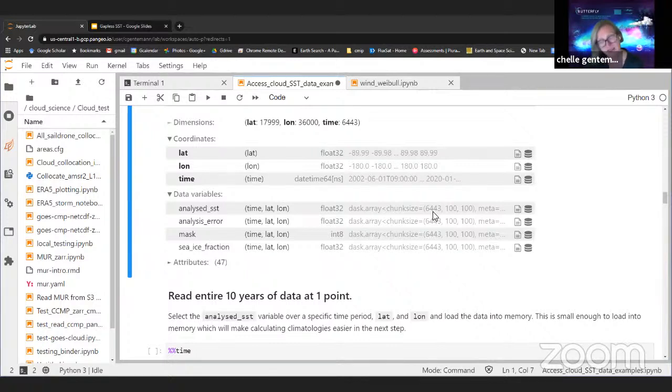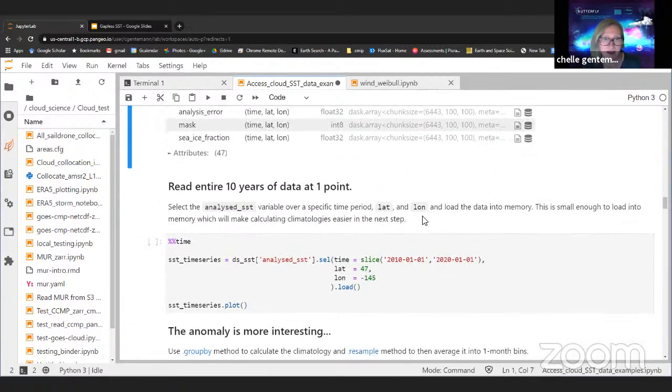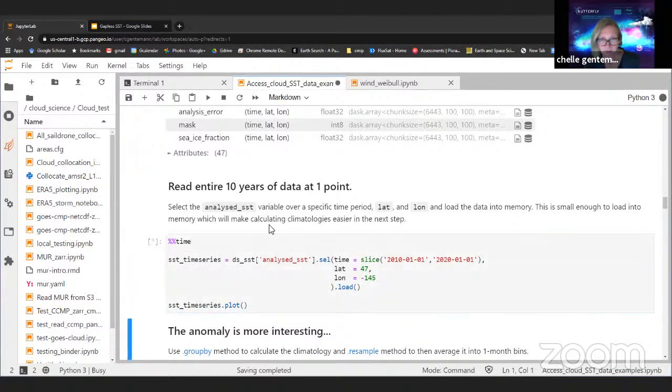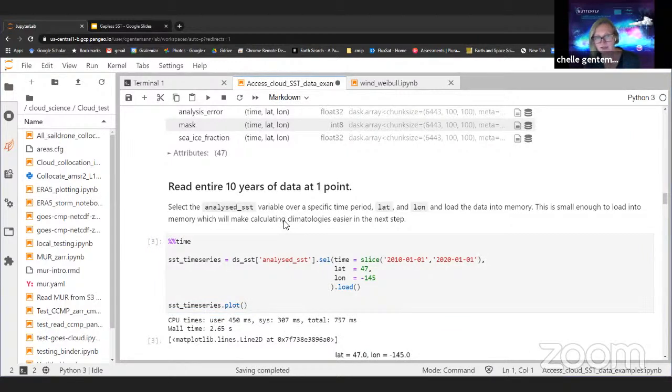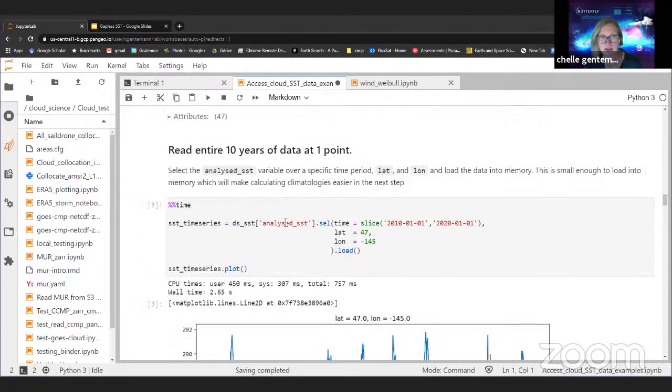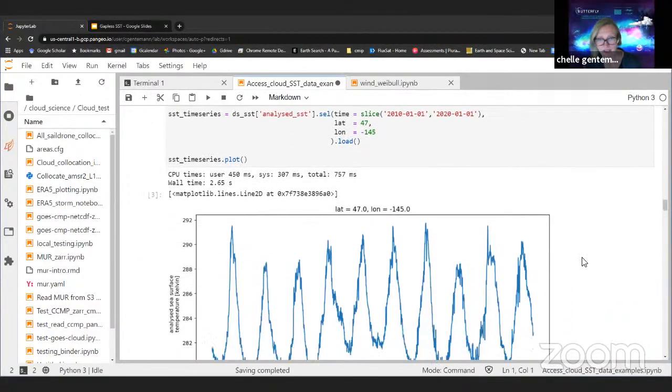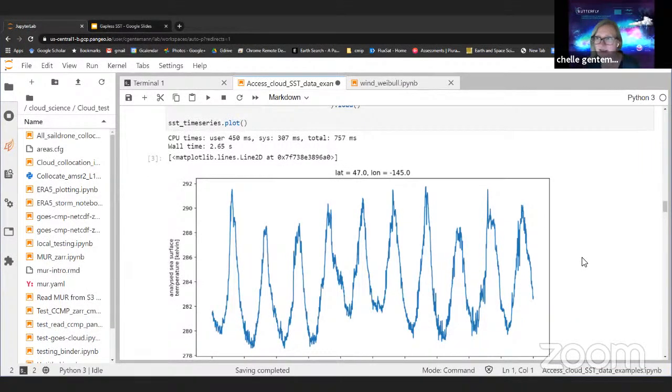If you're doing time series analysis, having one chunk in time is really advantageous. So here we're going to read 10 years of data at one point. Simply being able to read the data, we already saved like 1 week of downloading this data set by just accessing it on the cloud. And it took 2 seconds to go through that and plot 10 years of data.